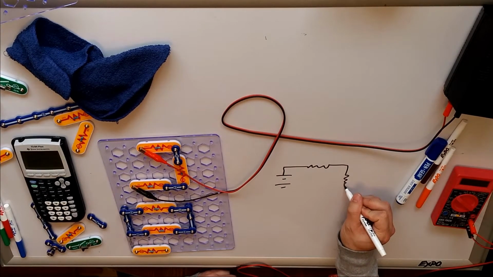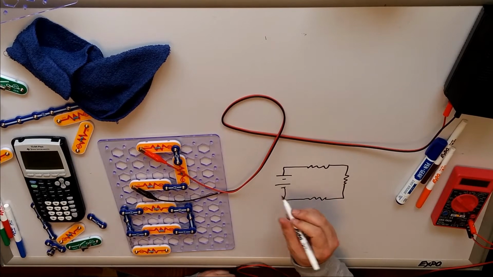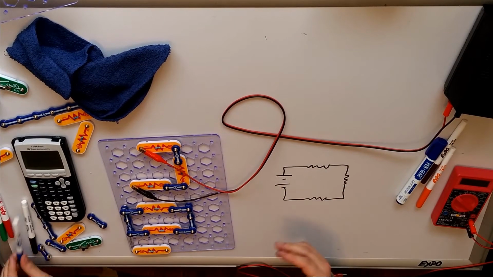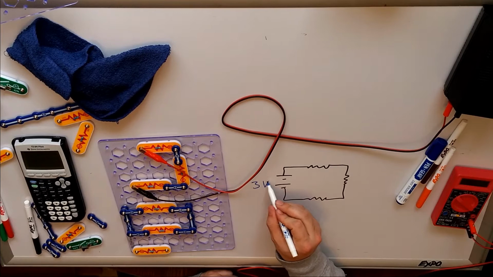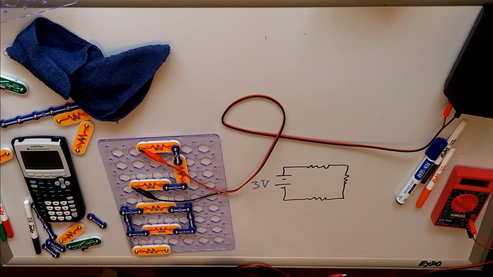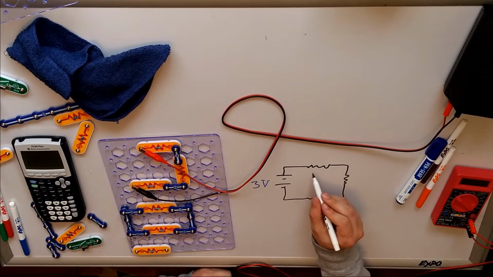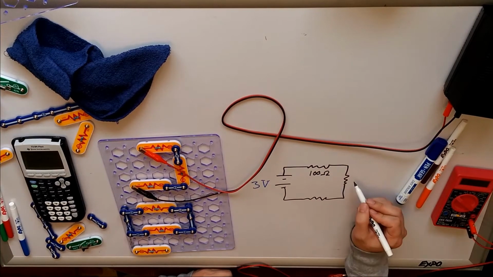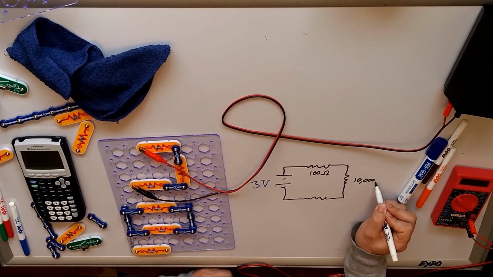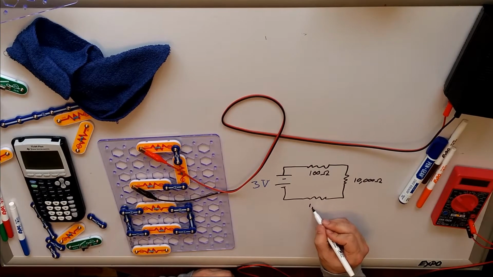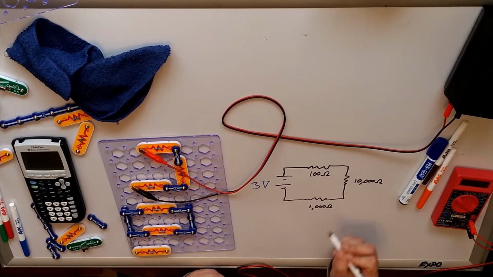I've got one here, and one here. We're going to say that this is 3 volts. It's probably about 2.97, but we'll check it when we get it. I'm going to go ahead and call it 3 volts. This one is a 100 ohm resistor. This one is a 10,000 ohm resistor. And this one is a 1,000 ohm resistor.